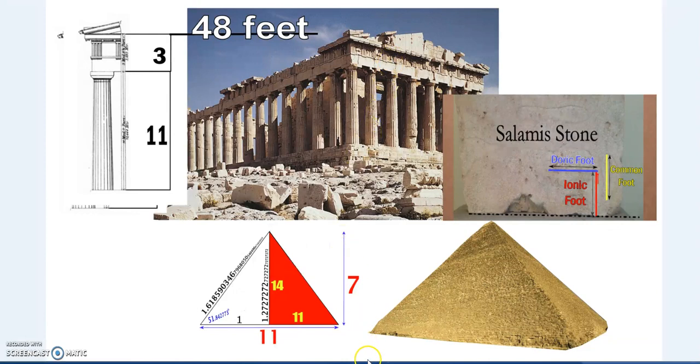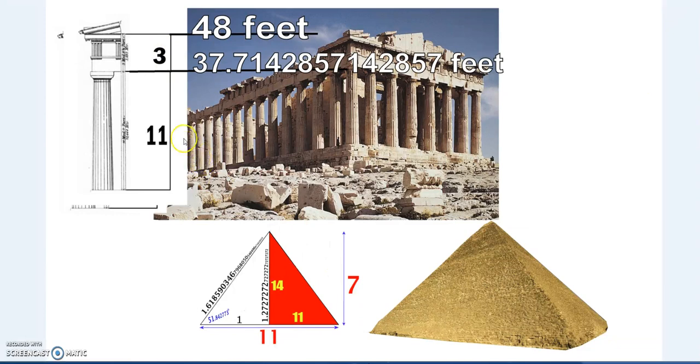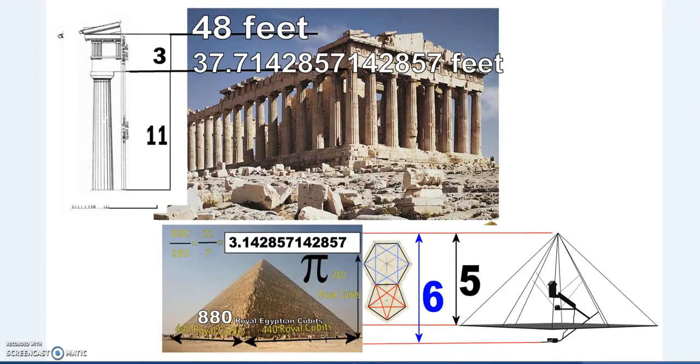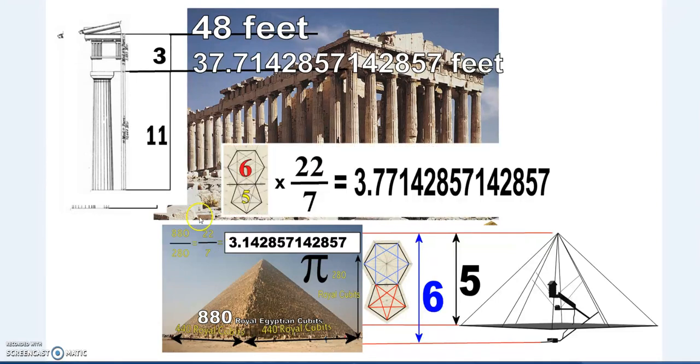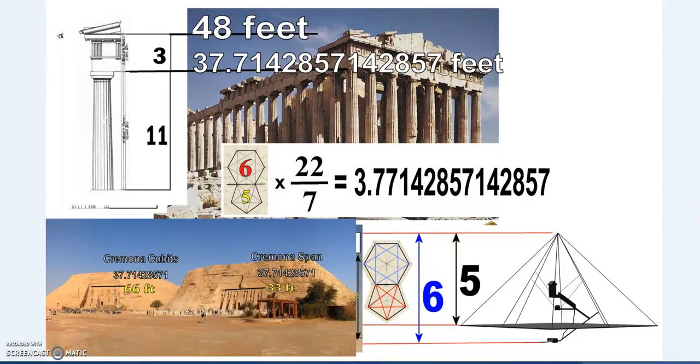And why is that important? Because the 3:11 or 14:11 is 37.7142857 142,857 feet, which brings us back to the 6:5 ratio repeated throughout the pyramid and many other ancient structures. It's so important to geometry and metrology. And, well, 6/5 times 22/7 is 3.7142857 142,857. That same number we'll see repeated there as well.